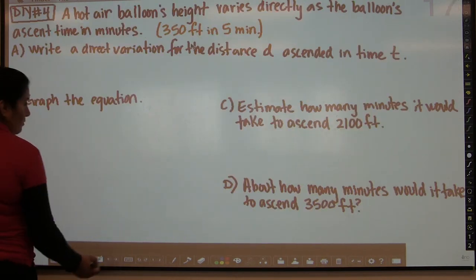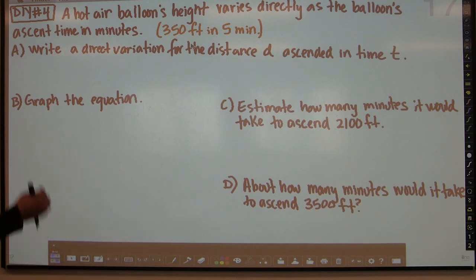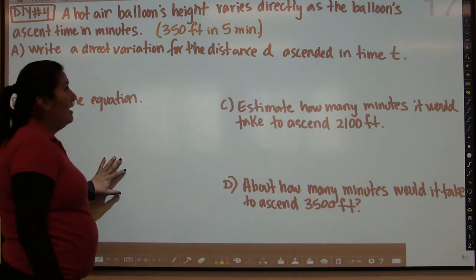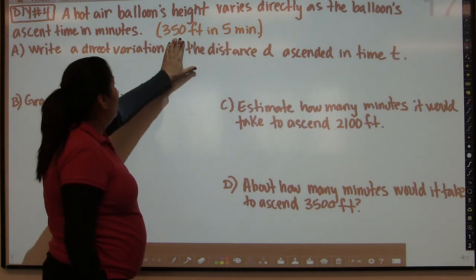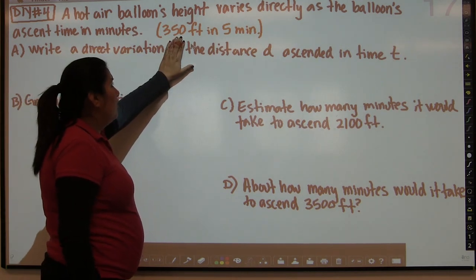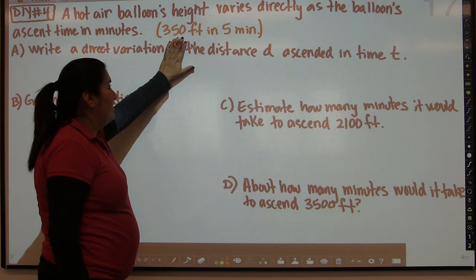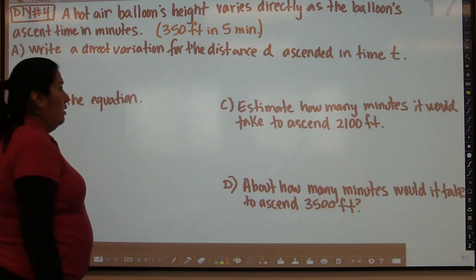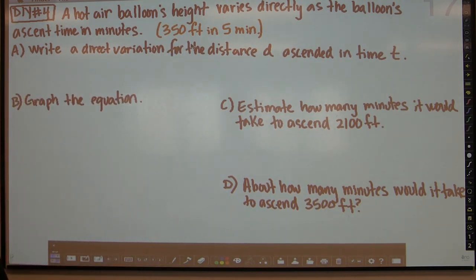So you're going to have one more example here. And then, by the way, this was in your book. It's Do It Yourself number 4. It's on page 184. I didn't include the actual diagram, but the only thing the diagram tells you that you need for the problem is that the hot air balloon ascends 350 feet in 5 minutes. So aside from that, you don't need the rest of the diagram.